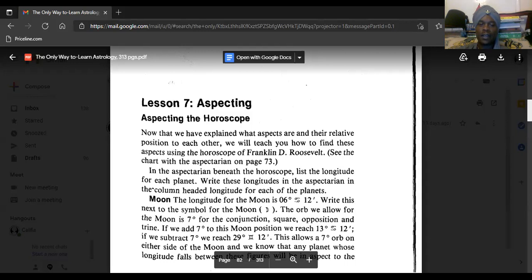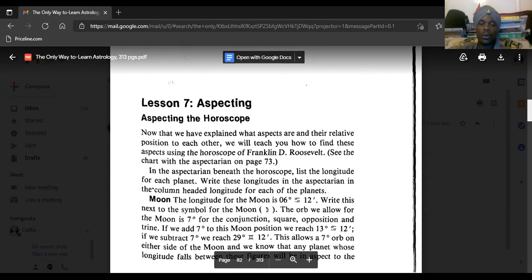In the aspectarian, beneath the horoscope, list the longitude for each planet. Write these longitudes in the aspectarian in the column headed longitude for each of the planets. Moon. The longitude for the moon is 06 degrees Pisces, 12 seconds, I believe. Write this next to the symbol of the moon.